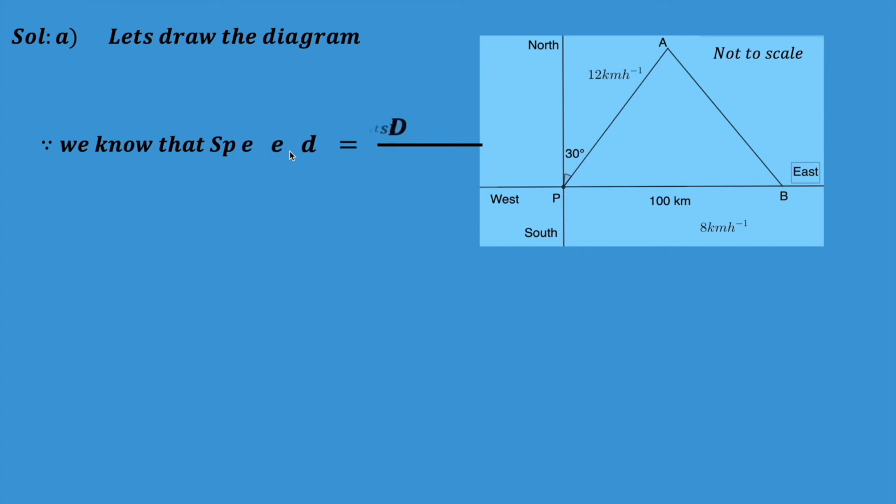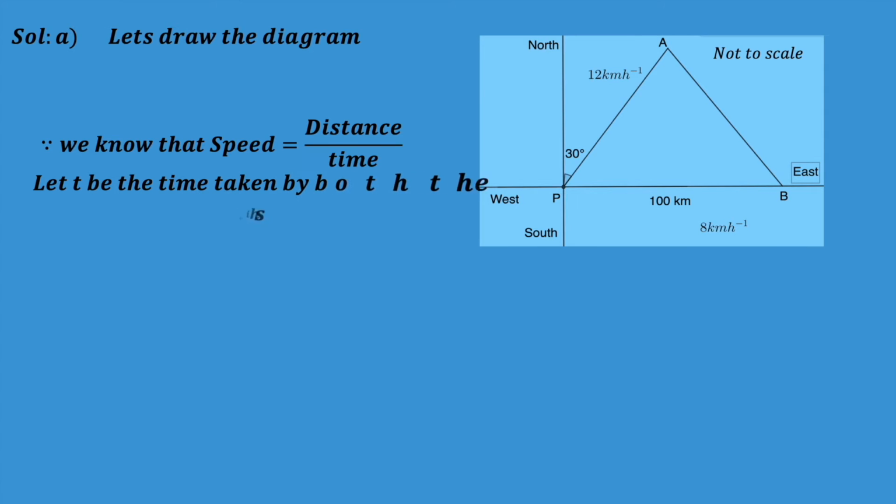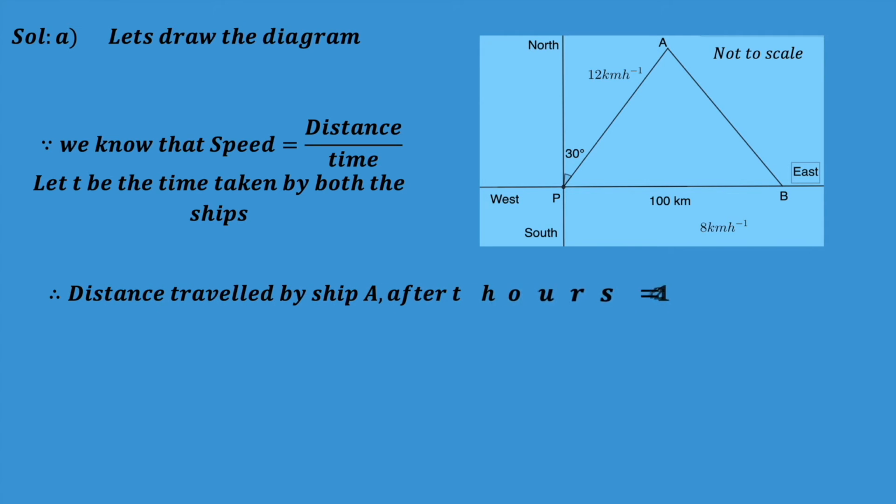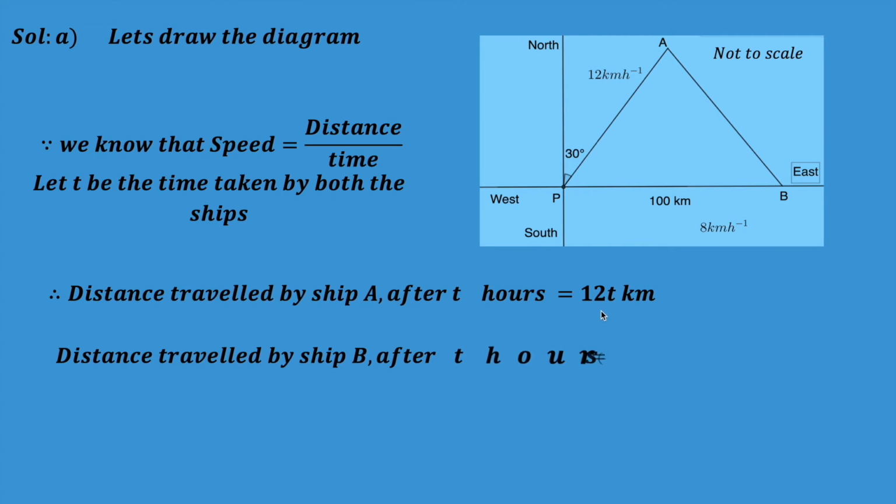So we know that speed is equal to distance upon time. Therefore, if t is the time taken by both ships, then the time will be equal to distance upon speed. The distance traveled by ship A after t hours is 12t km, and the distance traveled by ship B after t hours will be 100 minus 8t km. Now, in triangle APB, angle APB is 90 minus 30, that is 60 degrees.